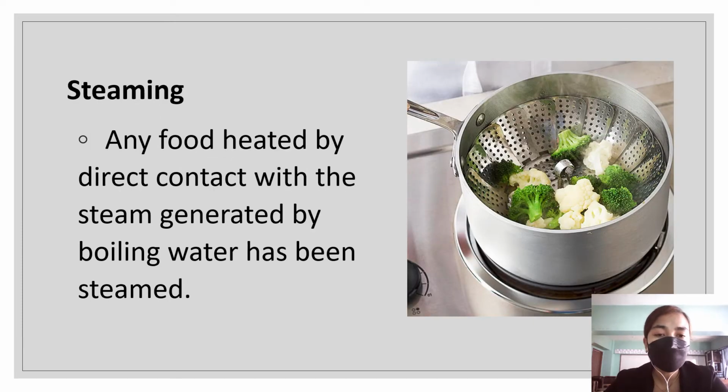Steaming. So any food heated by direct contact with the steam generated by boiling water has been steamed. Okay, so cooked vegetables are at their best when they are steamed because this method helps to retain texture, color, taste, and nutrients. So a common method for steaming is to place food in a rack or steamer basket above boiling water and to cover the pot or pan with a lid in order to trap the steam.